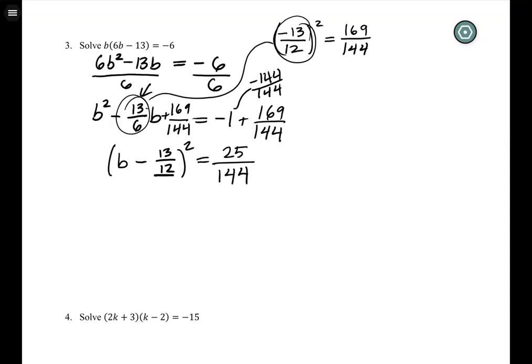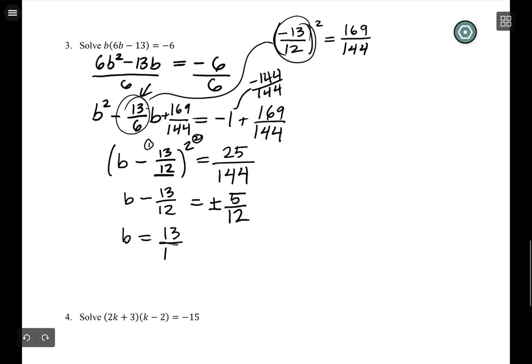Okay, so two steps again. I need to get rid of the squaring and then the subtraction. So we're going to square root both sides. And this is where this one is a little bit different. Square rooting both sides still leaves me with a plus or minus, but I can actually do the work and say that's plus or minus 5/12ths. And then I need to add 13/12ths to both sides, plus or minus 5/12ths. Oh my goodness, 5/12ths. There we go.